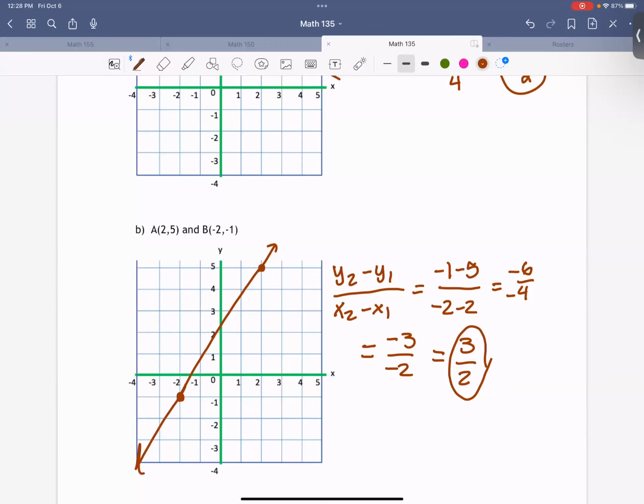All right. But I really like how she plugged everything in, got 3/2. Any questions on how Becca got part B? All right, so let's keep going.